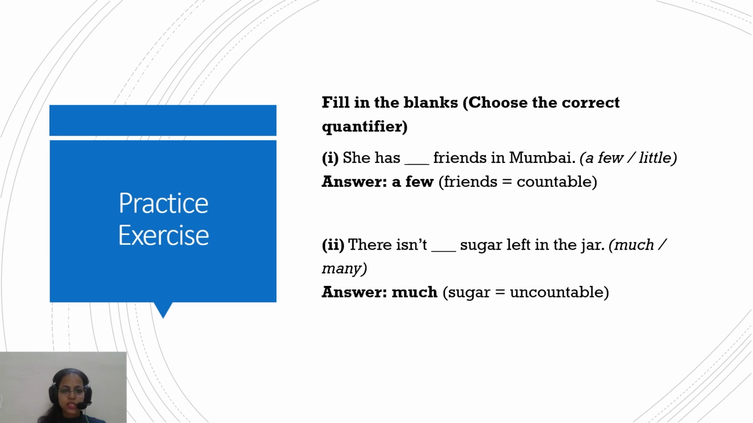Now let's do some practice exercises for quantifiers. So first question, she has dash friends in Mumbai. So she has a few or she little. Now friends is a countable noun. Of course we can count the friends. It's not like we are going to compare them on the basis of heights or how big or small they are, because of course we count our friends. So a few, because friends is countable. She has a few friends in Mumbai. There isn't dash sugar left in the jar. So sugar is an uncountable noun, so with an uncountable noun we use the quantifier much. So there isn't much sugar left in the jar.